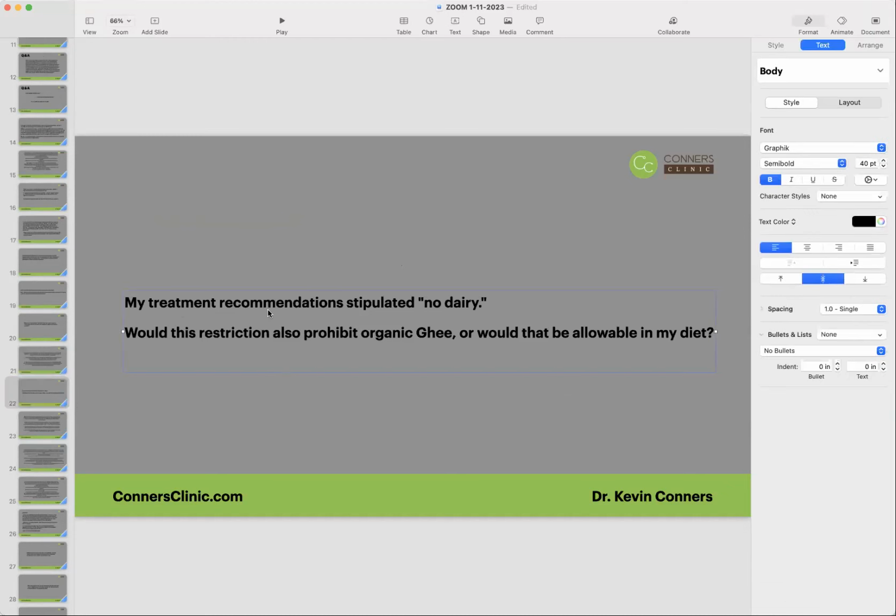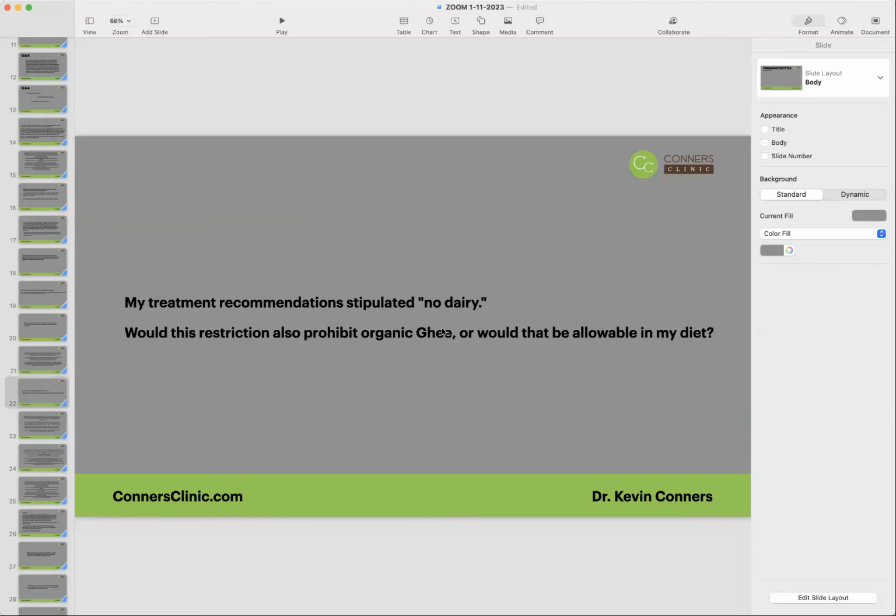My treatment recommendations stipulated no dairy. Would this restrict me from using organic ghee? So typically, if you're going to use organic ghee, you're going to use it to spread on toast or something like that. So we have said, and it's in your binder, that yes, you could use some ghee. Don't worry about that. Even if you're on no dairy, we've had people ask, well, can I put a little bit of cream? I only use a tablespoon in my coffee every day.